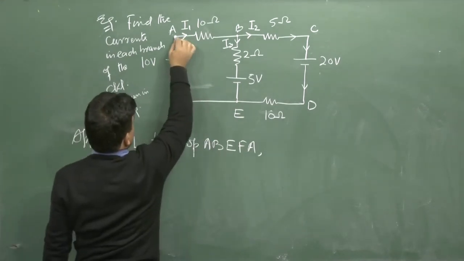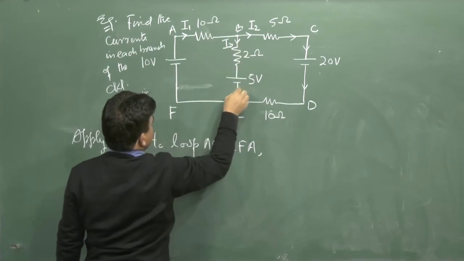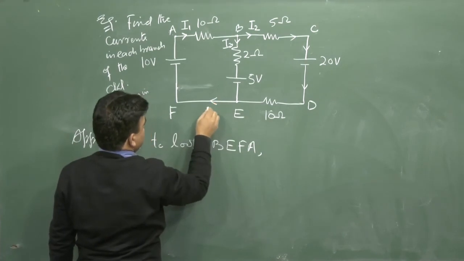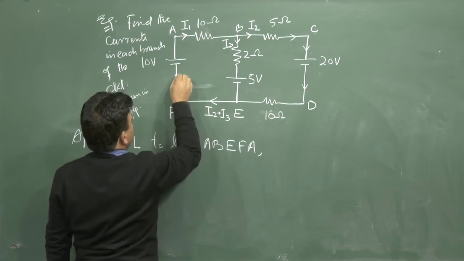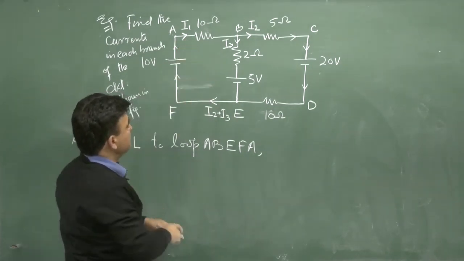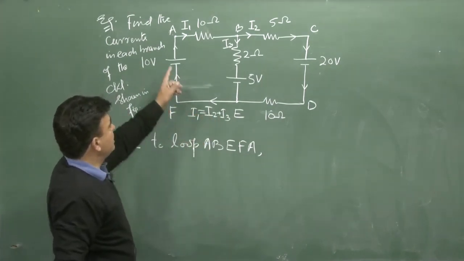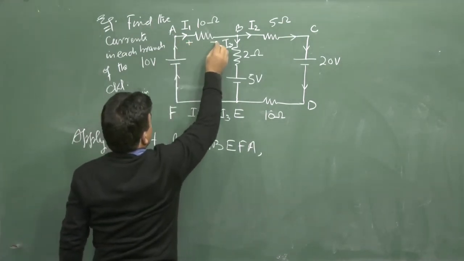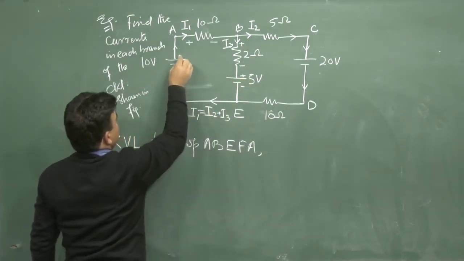The current is like this. In this branch it is I1, here it is I3, I2 and I3 will join here, and here the current is I2 plus I3. It will go like this and is again equal to I. That means here I2 plus I3 is equal to I. Now apply KVL. First of all, put the sign convention here. Say this is positive, negative, this one is positive, negative, like this.